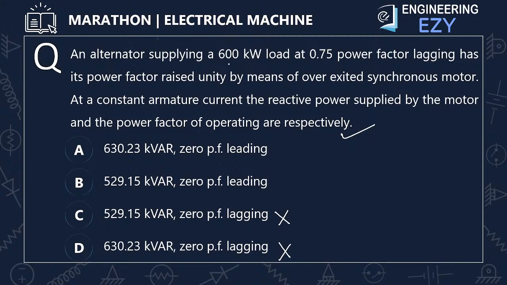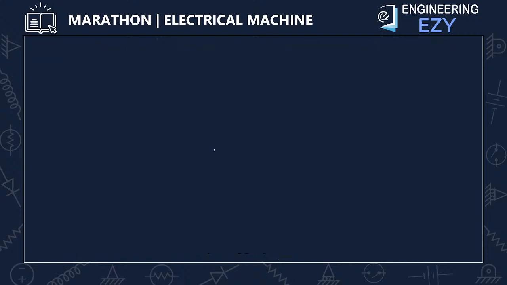So you just calculate the reactive power of the alternator, and that much reactive power is absorbed by the synchronous motor. A synchronous condenser can work at zero power factor, because at 90-degree leading, cos phi is cos 90, which becomes zero. So it is like this.